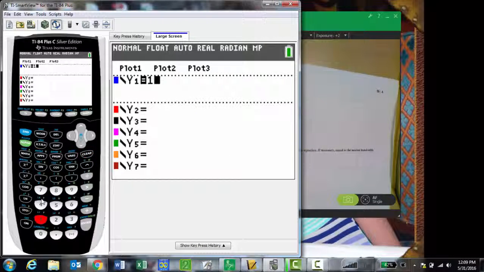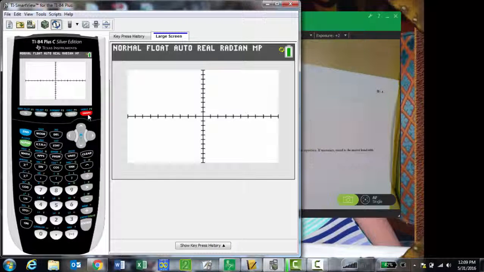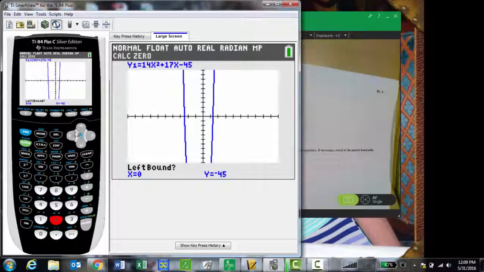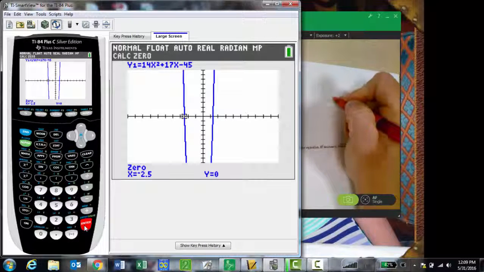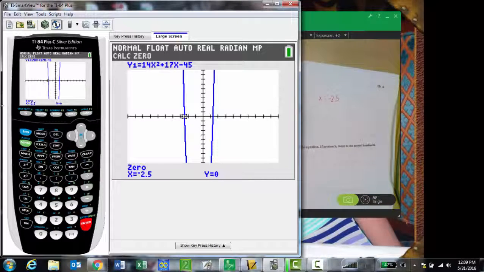So 14x squared plus 17x minus 45. Second calc, 0. Go to the left of it. Go to the right of it. Enter. So negative 2.5. And then the other one.